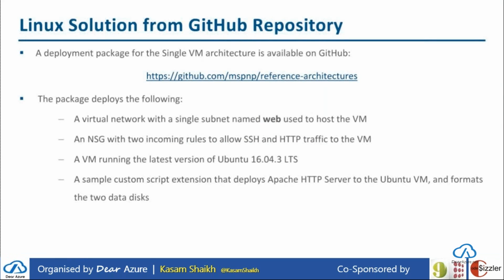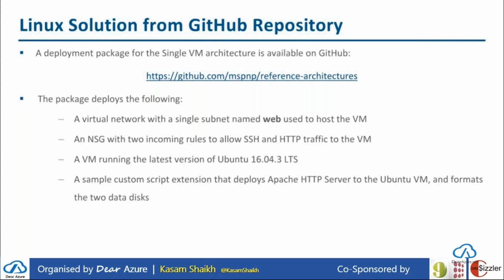But now let's look into a Linux solution as a workload. This is a repository where I have taken a small JSON file, which is going to implement a workload. The workload will create a virtual network and a subnet inside the virtual network, named web. This is the workload that we are going to deploy now.